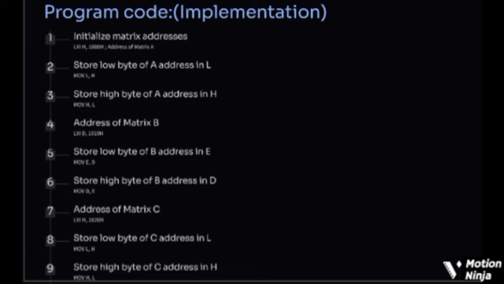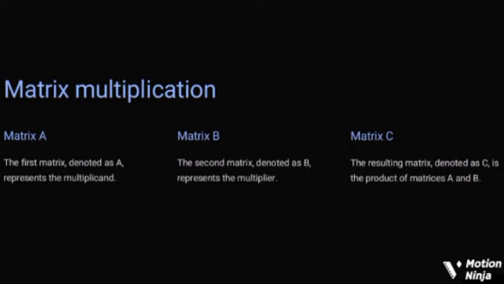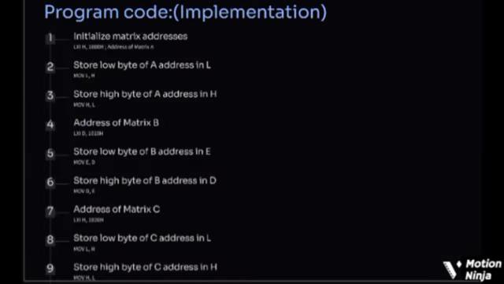I will continue by discussing the program implementation for this matrix multiplication. We are going to load matrix A, or in other words create matrix A, by initializing matrix addresses. LXI is used to load the register pair. LXI H 1000H means load the address of matrix A into register pair H, and MOV L stores the low byte of A's address in L, MOV H stores the high byte of A's address in H.